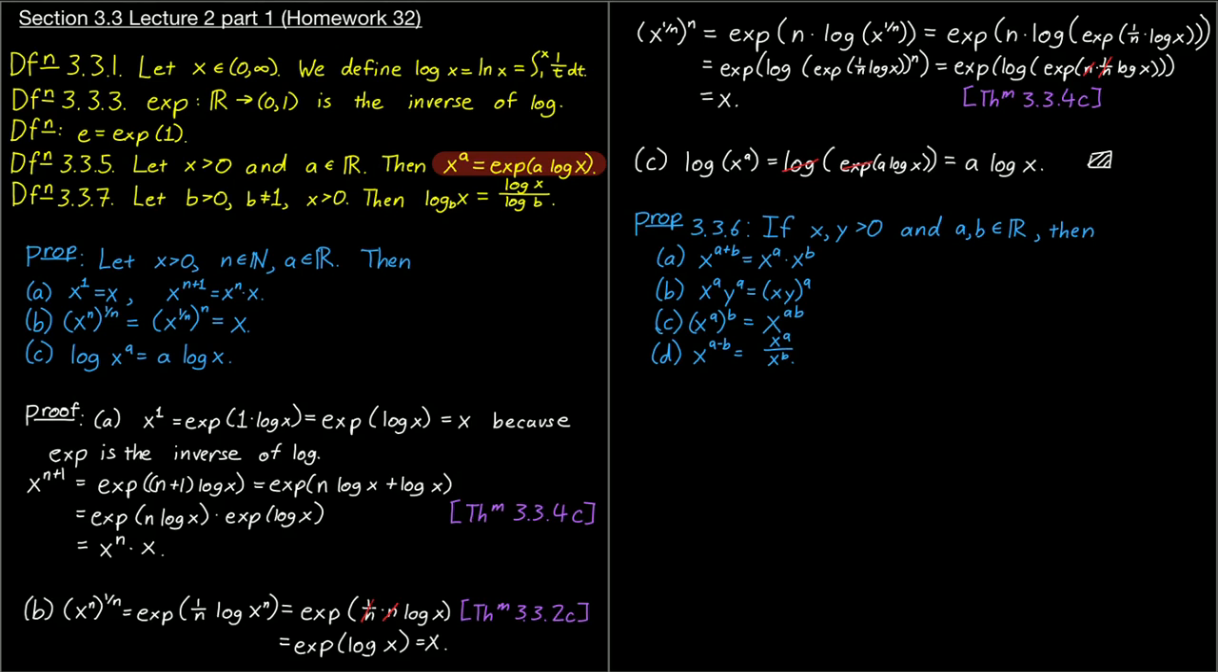Now let's say a bit more about the number e. Recall we defined that e is exp of 1, and then here is a fact, a straightforward proposition. e to the x is exp of x log e, but since exp and log are inverses of each other, and log e is 1, this is just exp of x. So the function exp is indeed just e to the x.